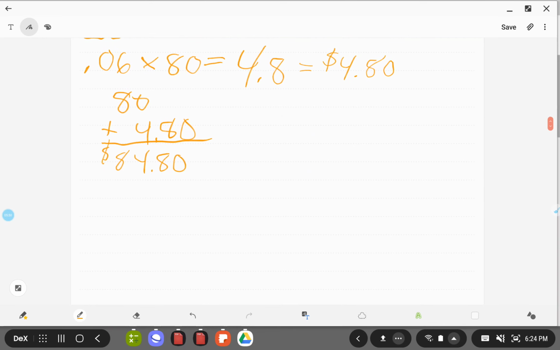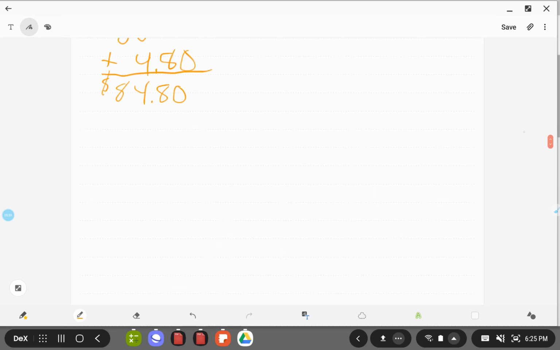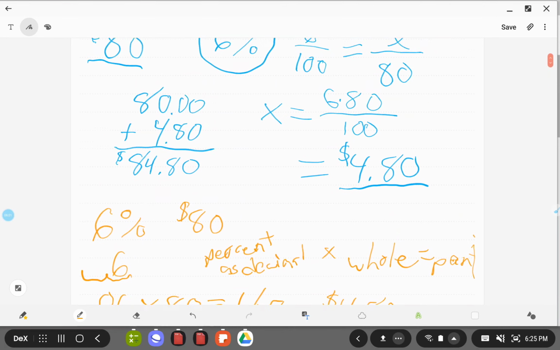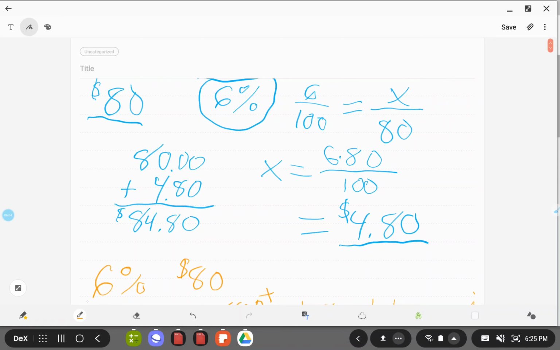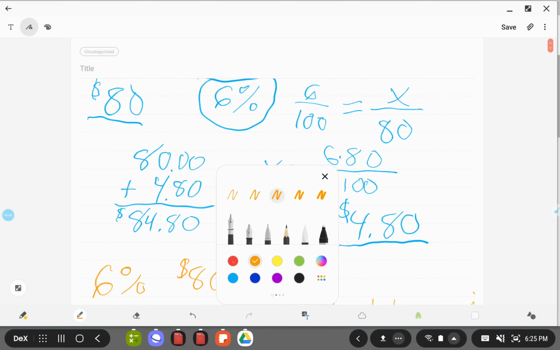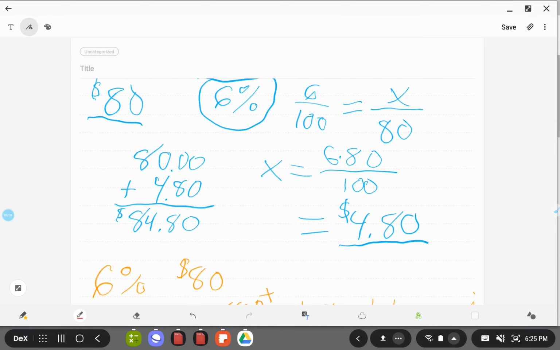So the way I'm going to show you now actually takes that into effect right away. So instead of adding at the end, we're actually going to do a little addition at the beginning. All right, so here's what I mean by that. When we do our proportions, let me change colors so you can see what I'm doing again. I'm going to use red this time. All right, so when we did our proportion up here, we knew that $80 matches the 100, because the 100 is actually 100%, right? And the 6 represents 6%.